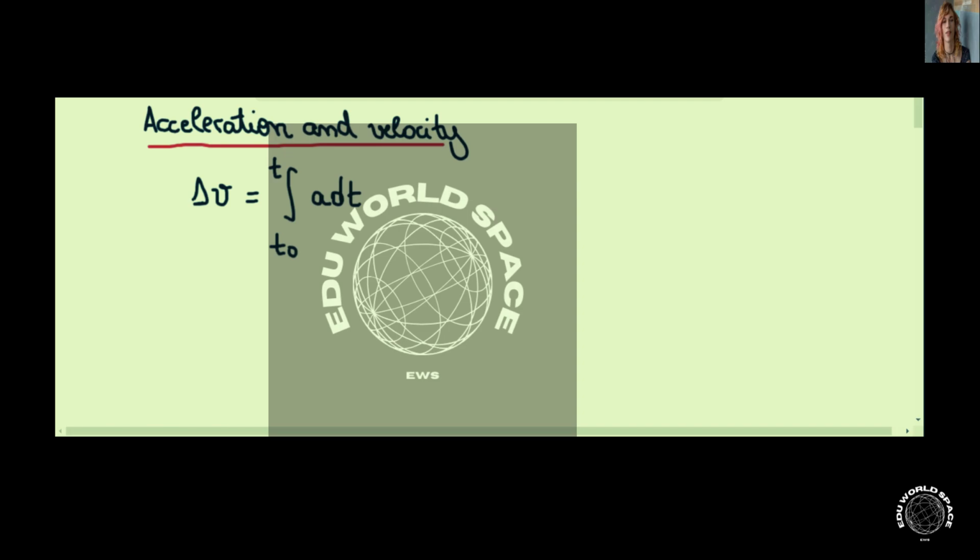In this exercise, we're going to need to use the relation between the change in velocity and the acceleration. So basically, before diving into the exercise, I want to remind you how we relate these two quantities.